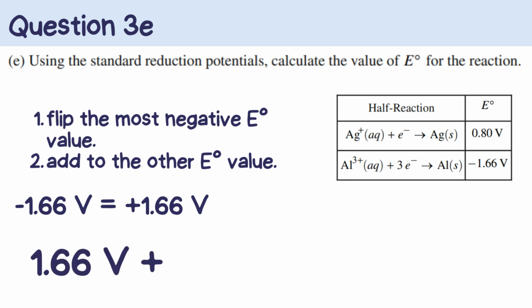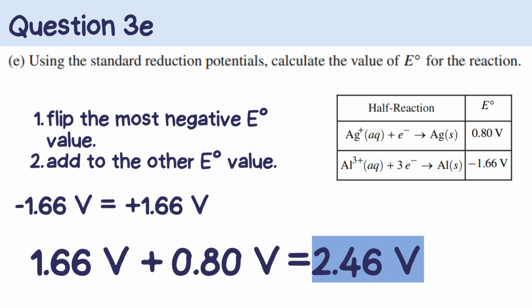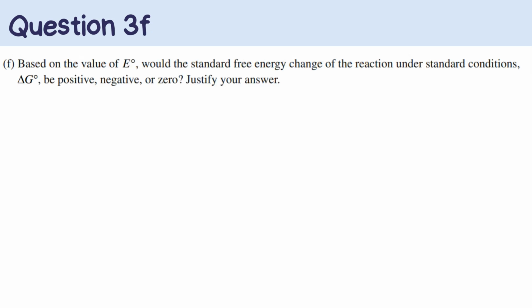And now I want to take that value and add it to the other E value, which we didn't use, which was the 0.80 volts. So I'm just going to add these two together, and you get a value of positive 2.46 volts as a final answer. Pretty simple if you know what to do.